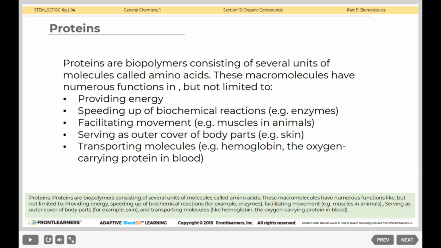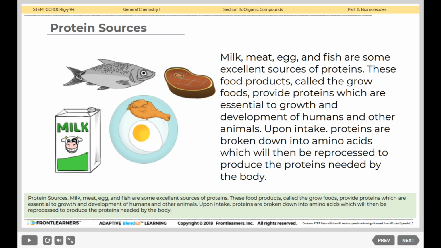Proteins. Proteins are biopolymers consisting of several units of molecules called amino acids. These macromolecules have numerous functions in, but not limited to, providing energy, speeding up of biochemical reactions, example enzymes, facilitating movement, example muscles in animals, serving as outer cover of body parts, example skin, transporting molecules, example hemoglobin, the oxygen-carrying protein in blood.